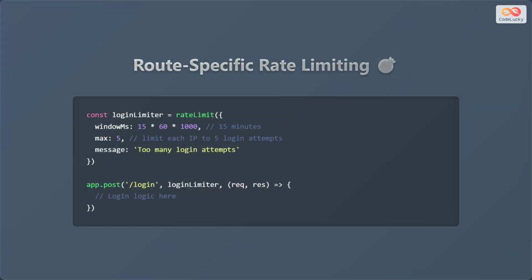You can also apply rate limiting to specific routes in your application. Create a rate limiter instance with specific settings, such as a smaller max value and a custom message. Apply this rate limiter as middleware to the desired route using app.post or other HTTP methods. In this example, we limit login attempts to 5 per 15 minutes with a custom error message.